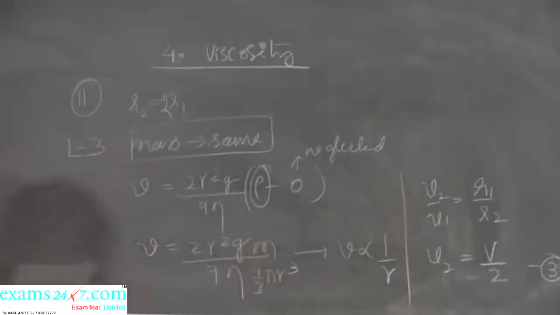The terminal velocity of a spherical ball of radius A falling through a viscous liquid is proportional to... So it is a direct question, level 1, V proportional to A².